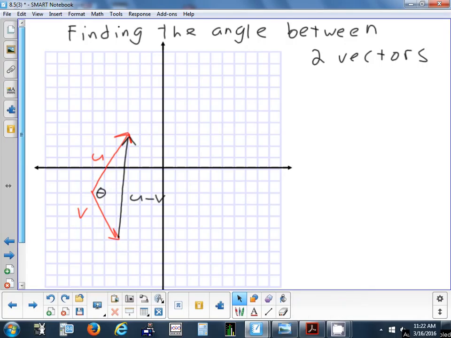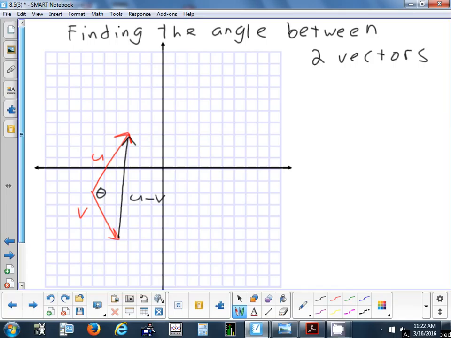Okay, but u and v are vectors. Now, if you knew all three sides here, how could you find that angle? The law of cosines. Right? So what I'm going to do is set up the law of cosines with these symbols.